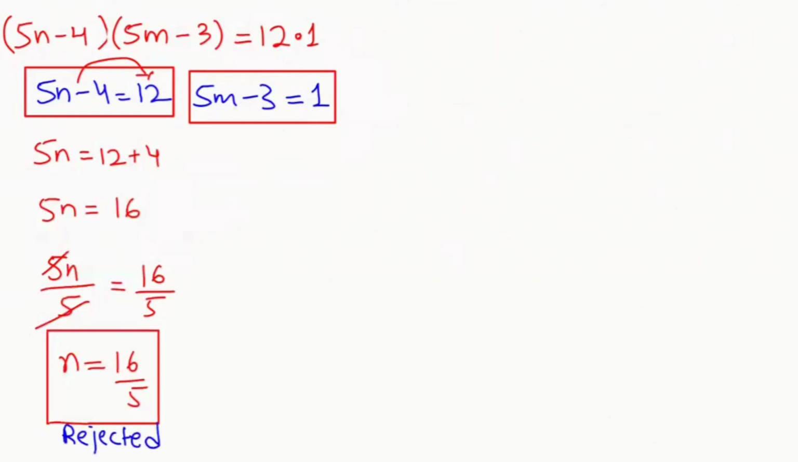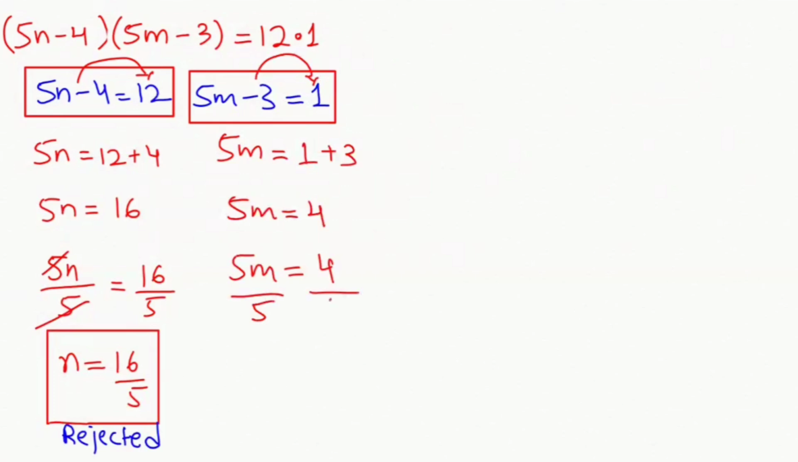Now we're going to solve this one for m. 5m is equal to 1. This I'm going to take to the right hand side, positive 3. 5m is equal to 4. Now this 5 is multiplying, so it is going to be divided on the other side. Over 5, over 5, this and this get cancelled. Here m is equal to 4 over 5. So again we get a non-integer value, so this case can also be rejected.